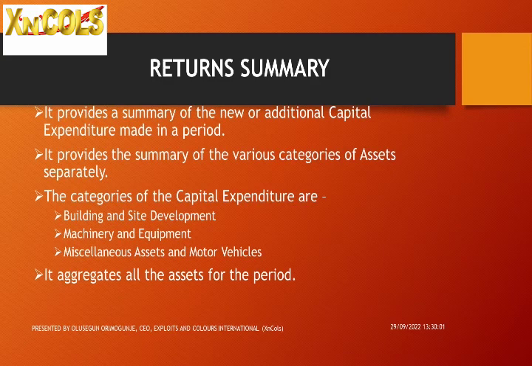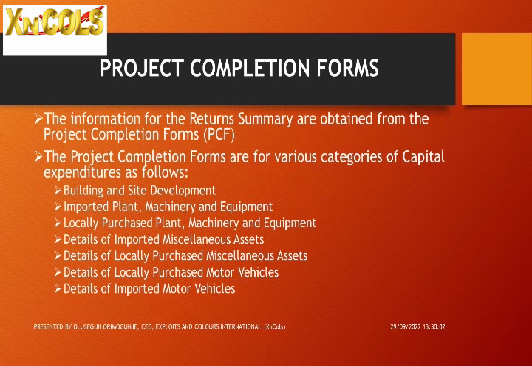Then we have the project completion forms. The information for the return summary is obtained from the project completion forms. The project completion forms are for various categories of capital expenditure: building and site development; imported plant, machinery, and equipment; locally purchased plant, machinery, and equipment; details of imported miscellaneous assets; details of locally purchased miscellaneous assets; details of locally purchased motor vehicles; and details of imported motor vehicles.